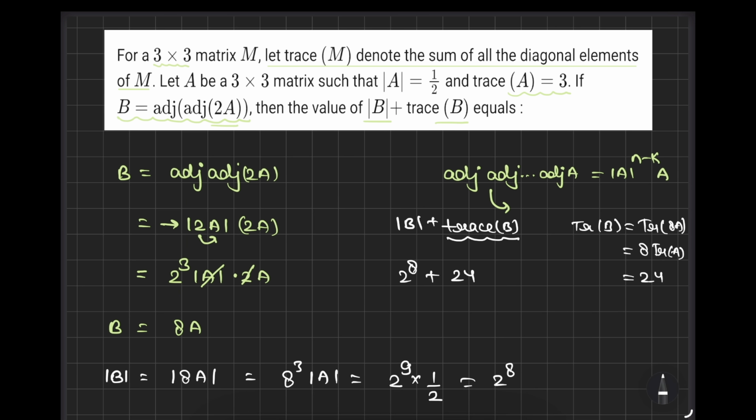Now try to simplify 2 to the power 8. 2 to the power 8 means what? 2, 4, 8, 16, 32, 64, 128 and 256. So it is 256 plus 24. I hope till this part you guys are okay. Now you have to add both the things. So it is 0, 8 and 2. Therefore the required value is 280.